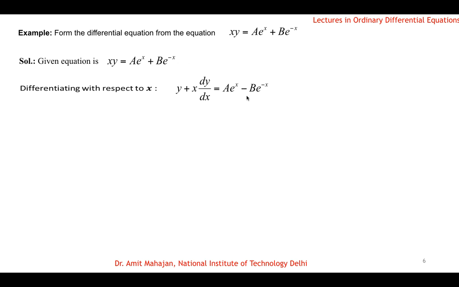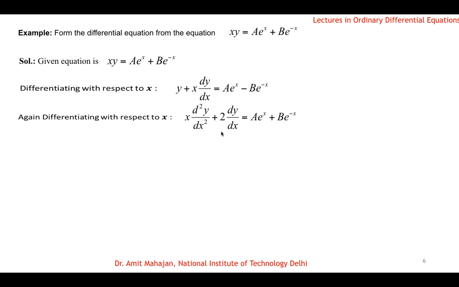Again differentiate this with respect to x. So y derivative with x comes here, and again the product rule here. So x times the second derivative plus the first derivative, and these two terms add to give two times dy by dx. On the right, a e power x from here, and this becomes again plus, as the minus sign goes outside, so plus b e power minus x. So again we have three equations and we have to eliminate a and b.